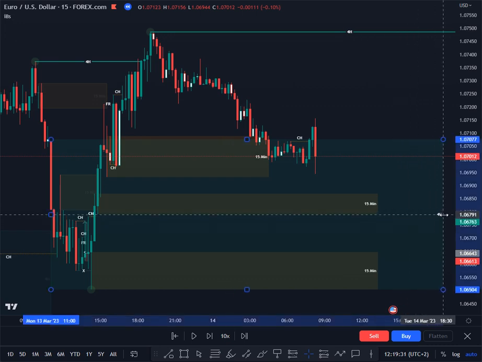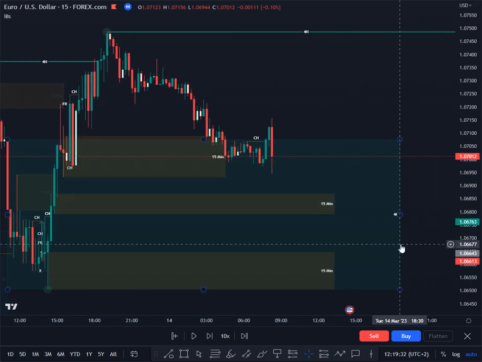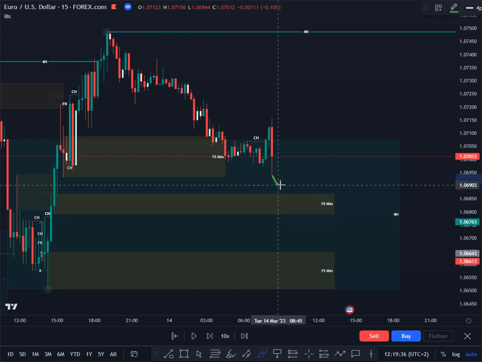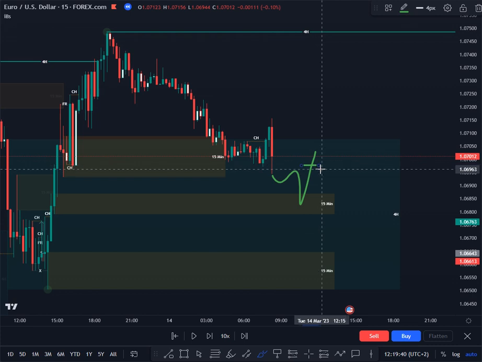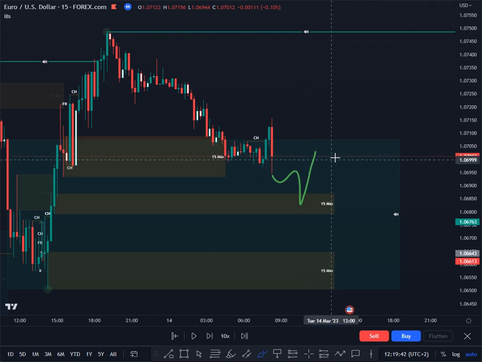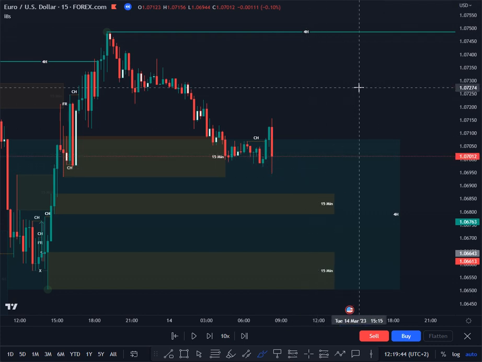The M15 is back into the 4-hour zone, so anywhere within this zone, the M15 can still make that bullish change to the upside, right? And yeah, that's what we're going to look for. We're not interested in the bearish momentum at the moment because we are in a 4-hour demand zone.